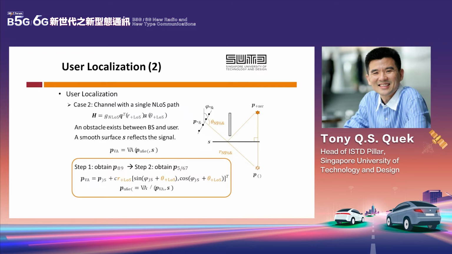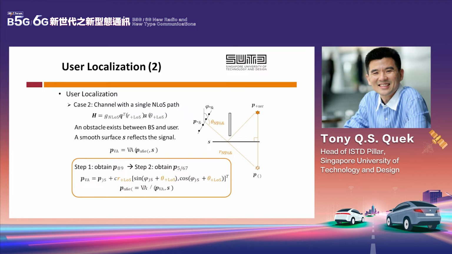Likewise, my channel model can be described as follows. An obstacle exists between the base station and the receiver. That's why I don't have a line of sight. So I have a single non-line-of-sight path. Since I know the environment, a smooth surface reflects the signal. So I have a reflection. This is my virtual anchor.